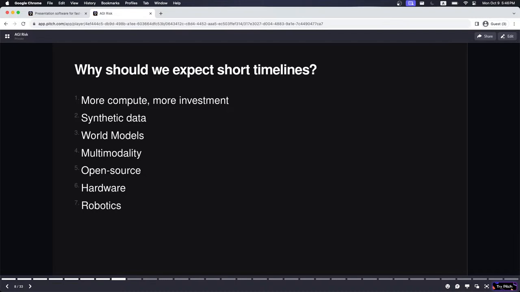These companies are very, very big. They can do more compute and more investment. Then there's synthetic data. You may have heard that AI progress will slow in the near future because we'll run out of training data because we've already trained them on the entire internet.